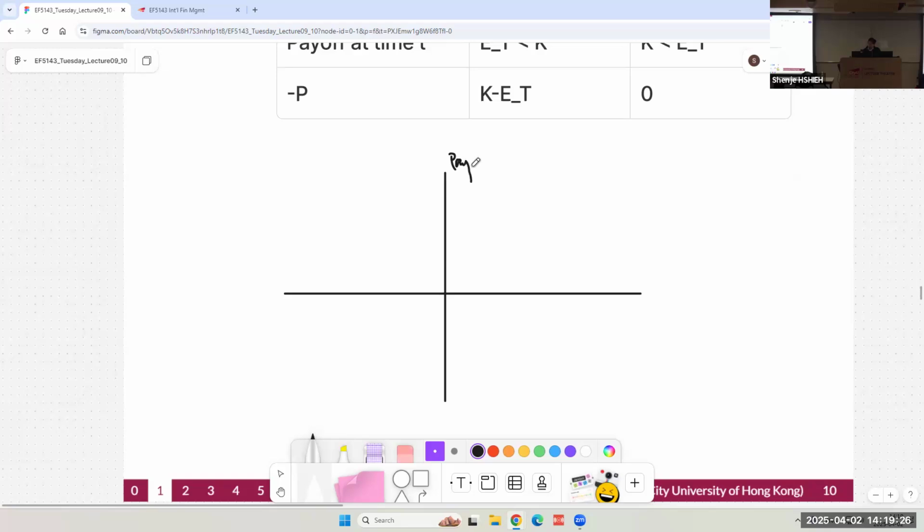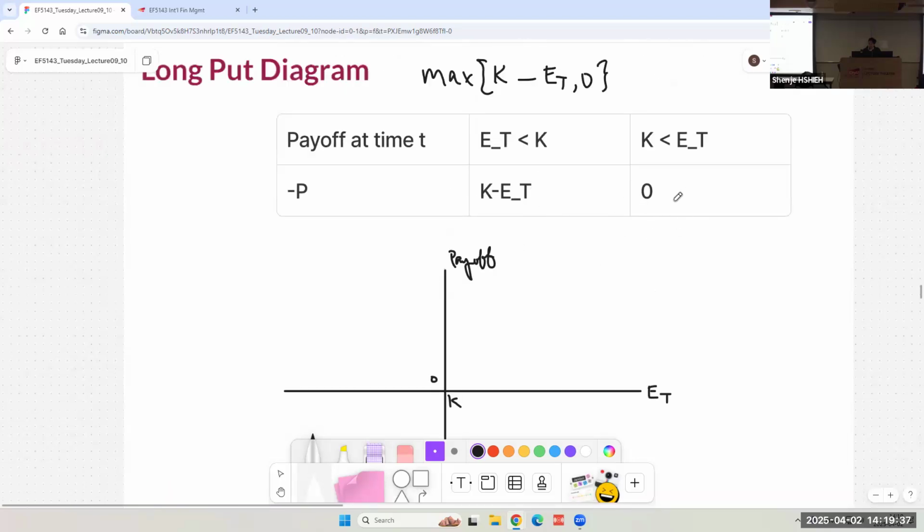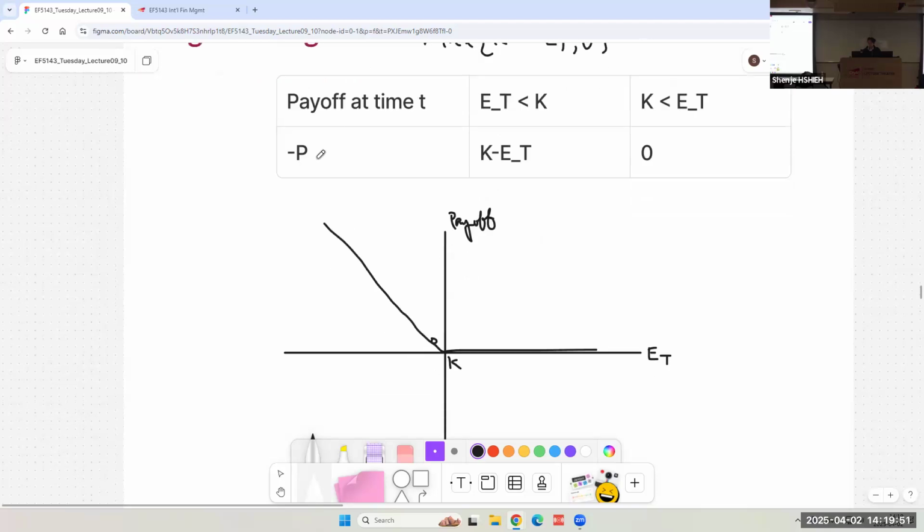The payoff is here. This is E_T, zero payoff, strike price K. If it's to the right of K, it's zero. If it's to the left of K, it's a downward sloping curve, but it's positive payoff. Factoring in this P, the curve shifts downward. So this gap here is a minus P.